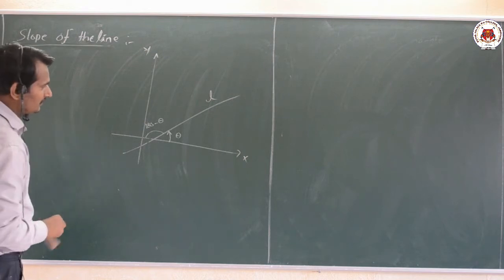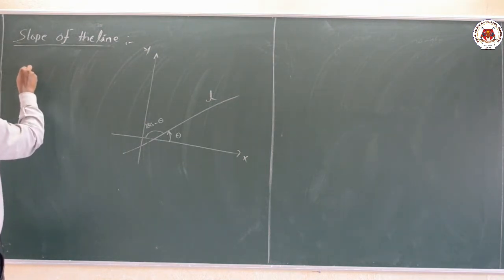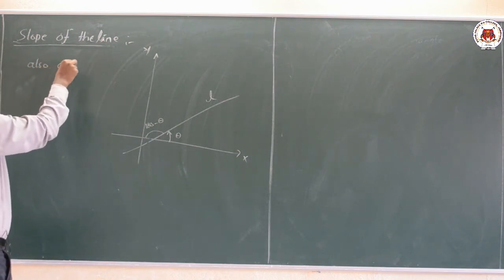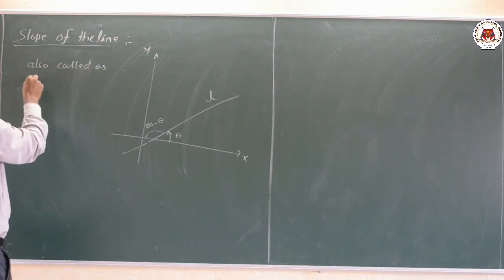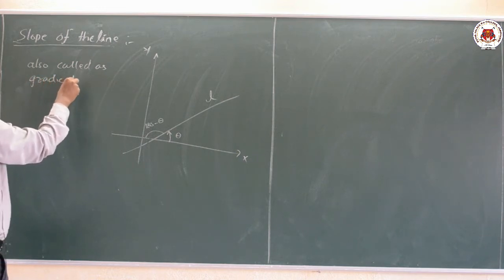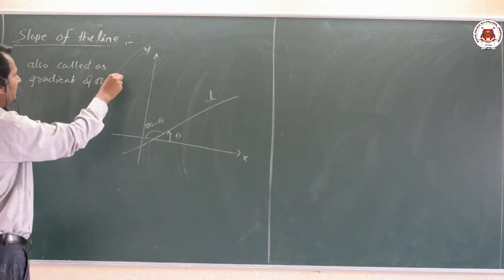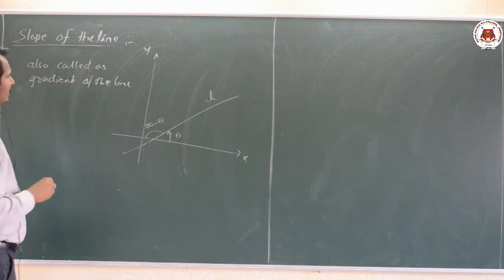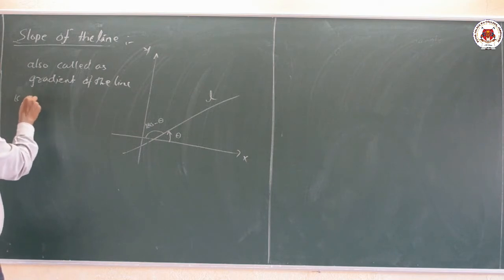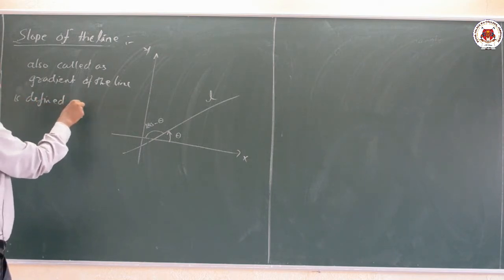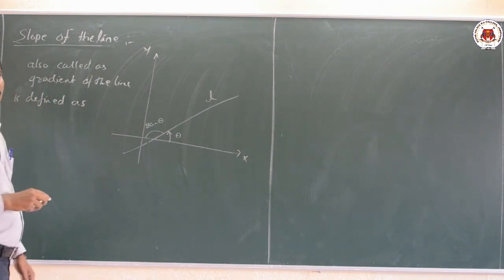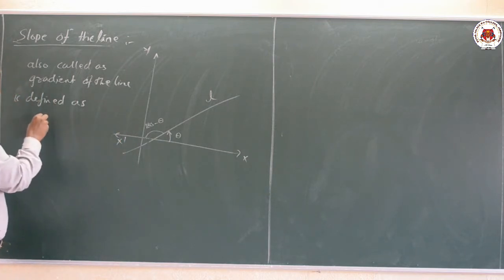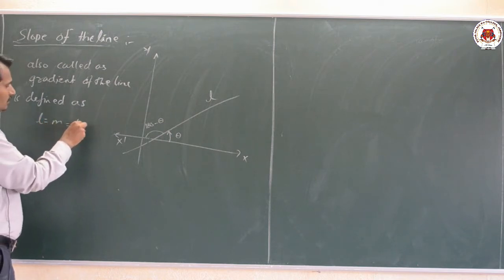And here the slope of the line, also called the gradient of the line, is defined as follows. Gradient of the line or the slope is defined as m is equal to tan theta.